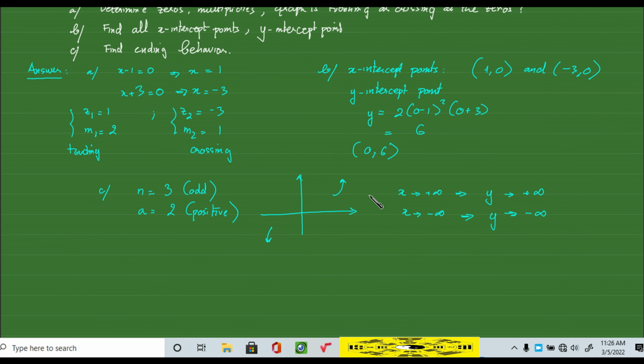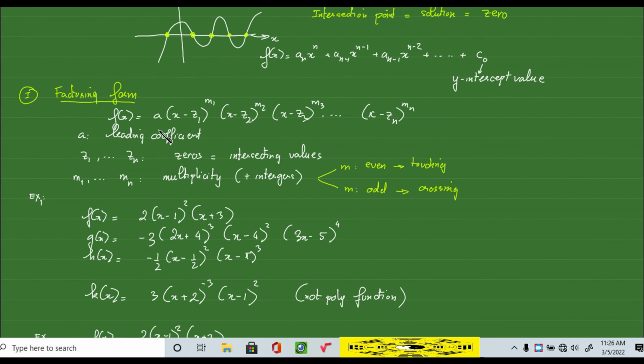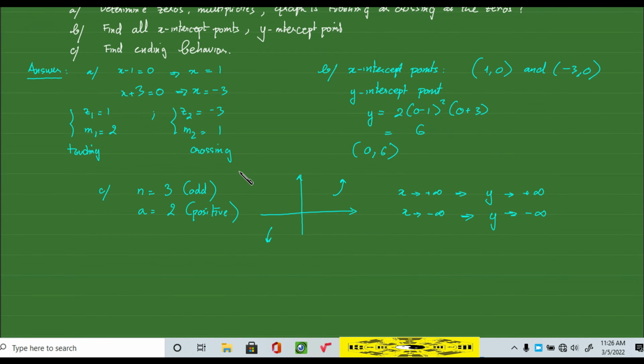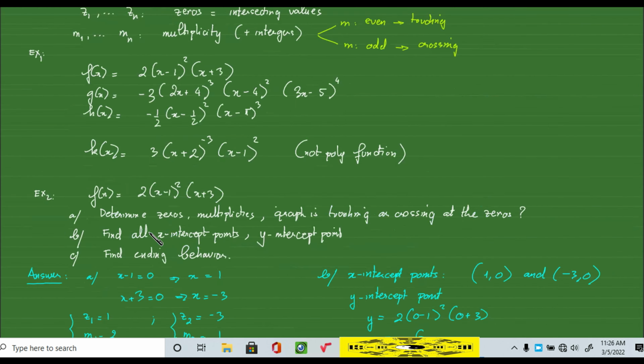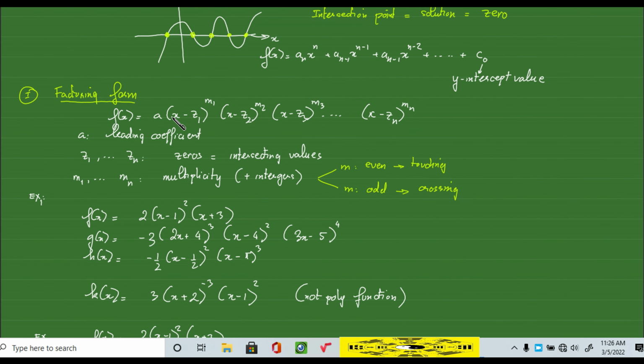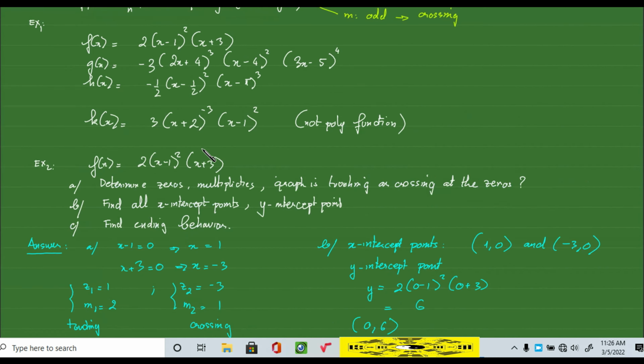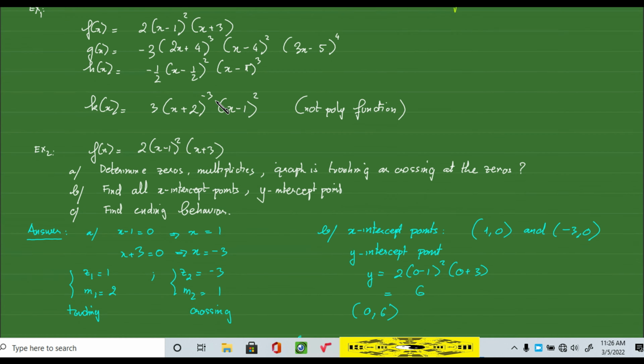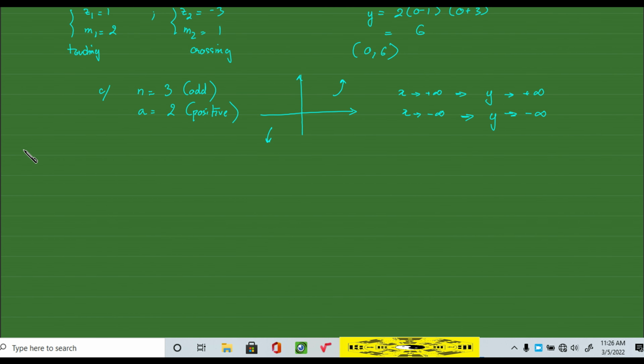However, sometimes the value in front of the factored form is not the leading coefficient. In this form, it is the leading coefficient because there's no value in front of each x over here. Now, what if I have something like this? Example number 2. Let's see how we're going to answer all the questions over there.